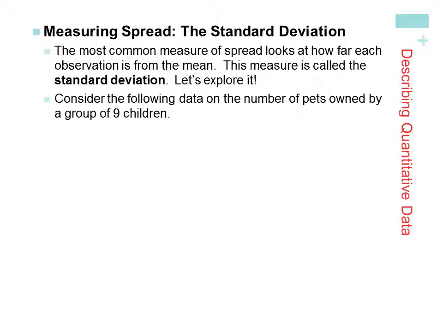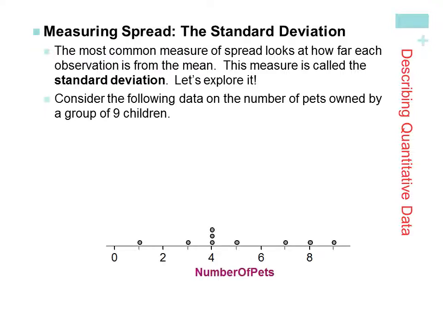So let's just take a minute and explore it. I know that some of you have done this in Algebra 2 before, so this is just a quick refresher. Take a look at the data on the number of pets owned by a group of 9 children. We made a dot plot of our data. It appears to be right skewed. I have a long right tail. I don't have a ton of data.